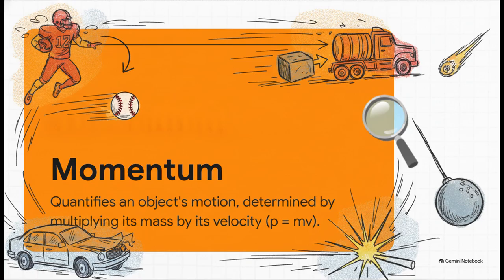The formula is P equals m times v. So P is momentum, m is mass, and v is velocity. Basically, any object with momentum is going to be hard to stop, and if you have a greater mass or a greater velocity, you're going to have a massively greater momentum.